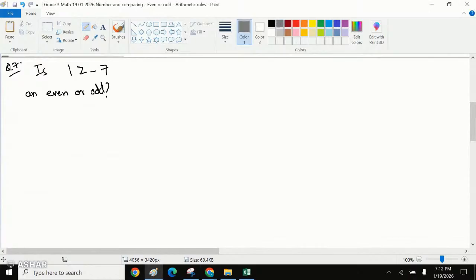So can we say that we need to look at 12 minus 7. Are these both numbers the same category or different? Because 12 ends with a 2, it is even, and 7 is odd. So if the nature of both the numbers is different, then the answer would always be odd, because they were not the same category. If they both are even, the answer is even. If they both are odd, the answer is still even. Okay?